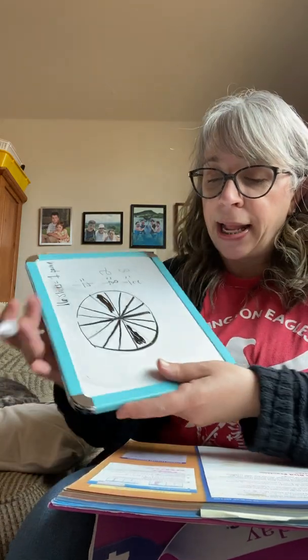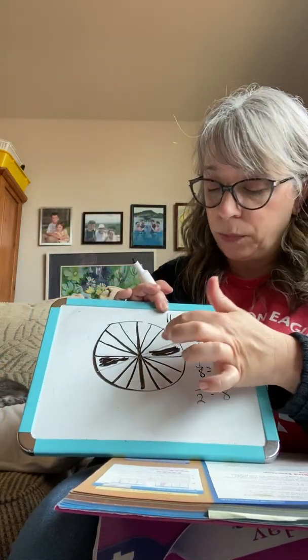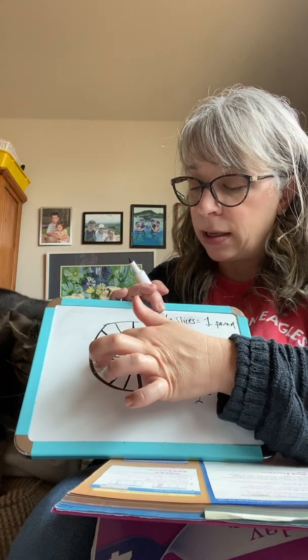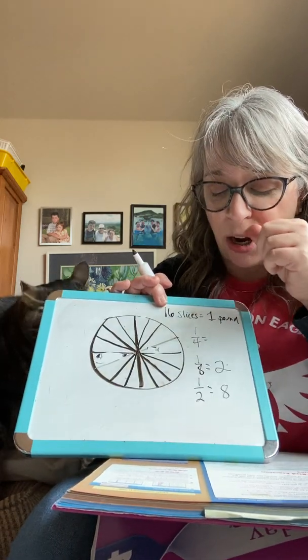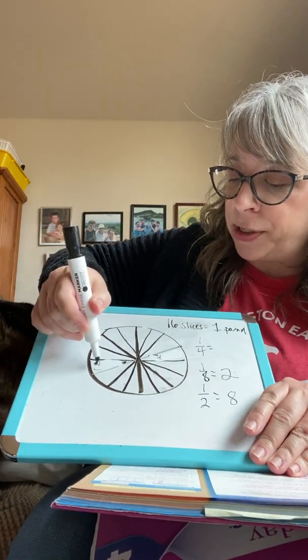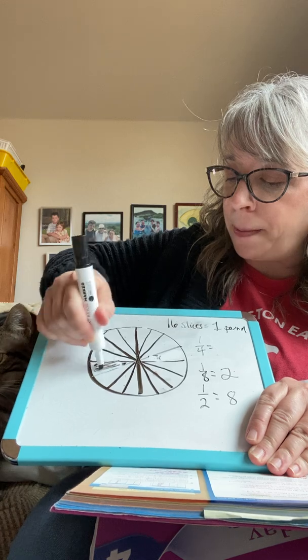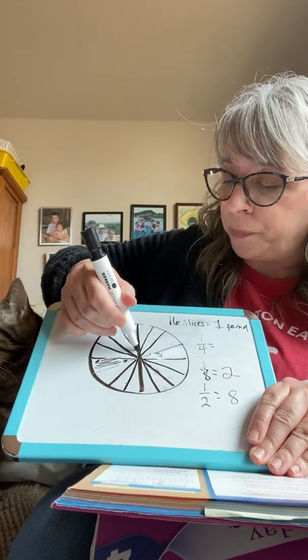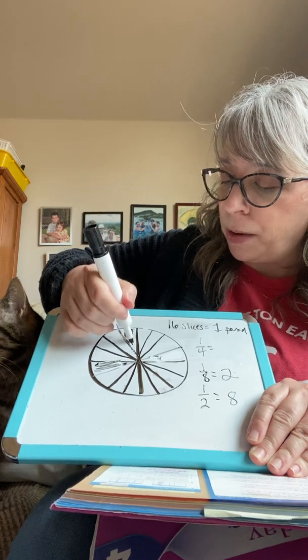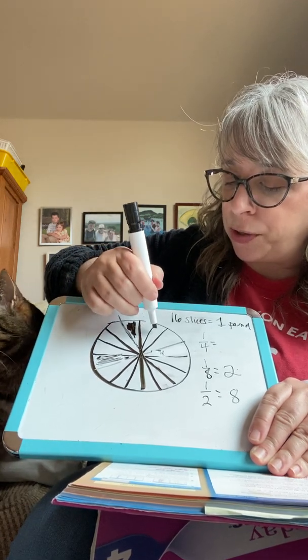Holy smokes. Okay, so what about 1/4? Well, so now instead of doing 1/8, we're going to take one part out of 4, okay? So we're just going to shade in 1, 2, 3, 4. And then we're going to shade in another part out of the 4. 1, 2, 3, 4.